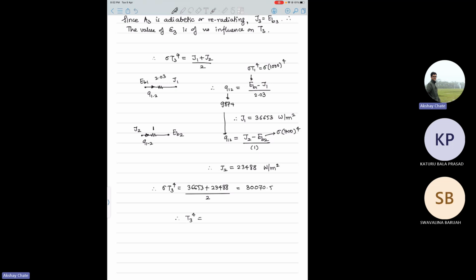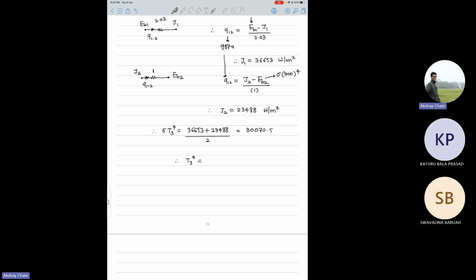So 30070.5 divided by 5.67 into 10 to the power minus 8, and you need to take the fourth root of this. So if you do the calculation, finally you should get 853.4 Kelvin.